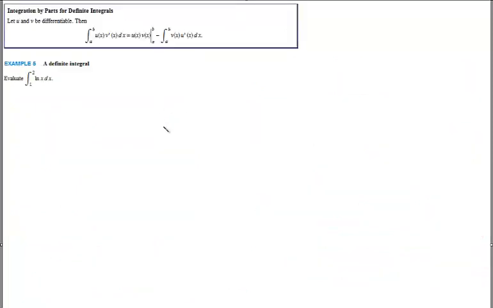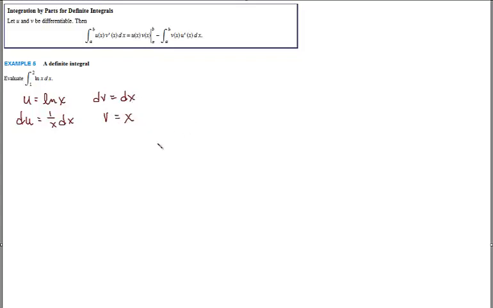In this next problem, not only are we going to do definite integrals, we're also going to figure out what the integral of natural log is. And we can do that with integration by parts. So if I say that u is equal to the natural log of x, then du equals 1 over x dx. If I let dv equal dx, then I know that v is just equal to x.